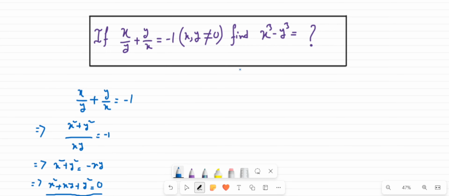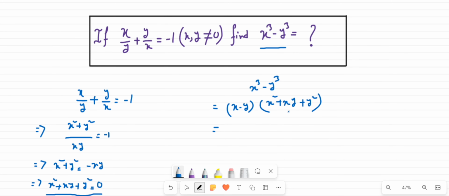Now let us do something with this expression. What is this? This is a simple formula, x cube minus y cube, correct? What can we write it? We know that x cube minus y cube can be written as x minus y into x square plus xy plus y square, correct?